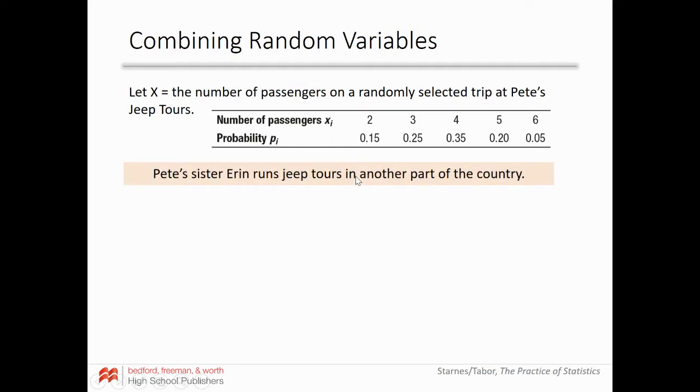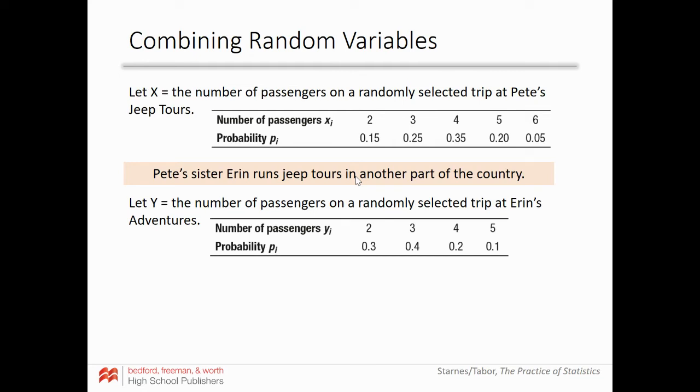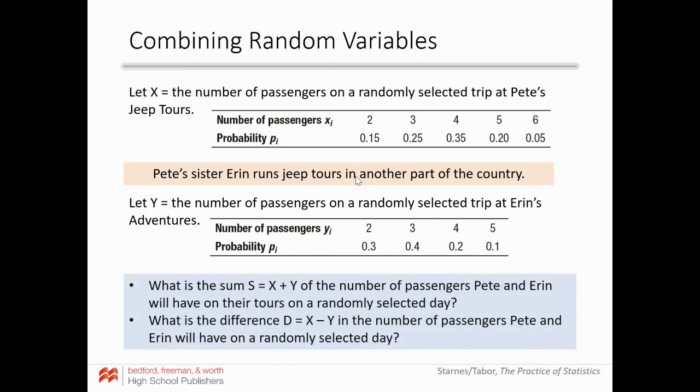Pete's sister, Erin, runs Jeep tours in another part of the country. Here is her distribution. All right. So they're asking, what is the sum, which is X plus Y, of the number of passengers Pete and Erin will have on their tours on a randomly selected day? And what is the difference in the number of passengers Pete and Erin have on a randomly selected day? So those are two different combinations of random variables we could find.